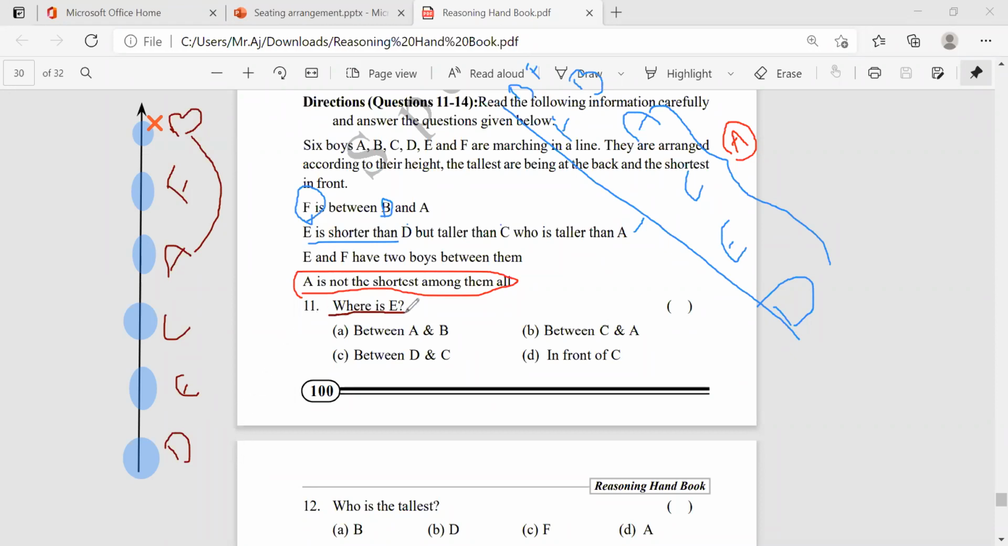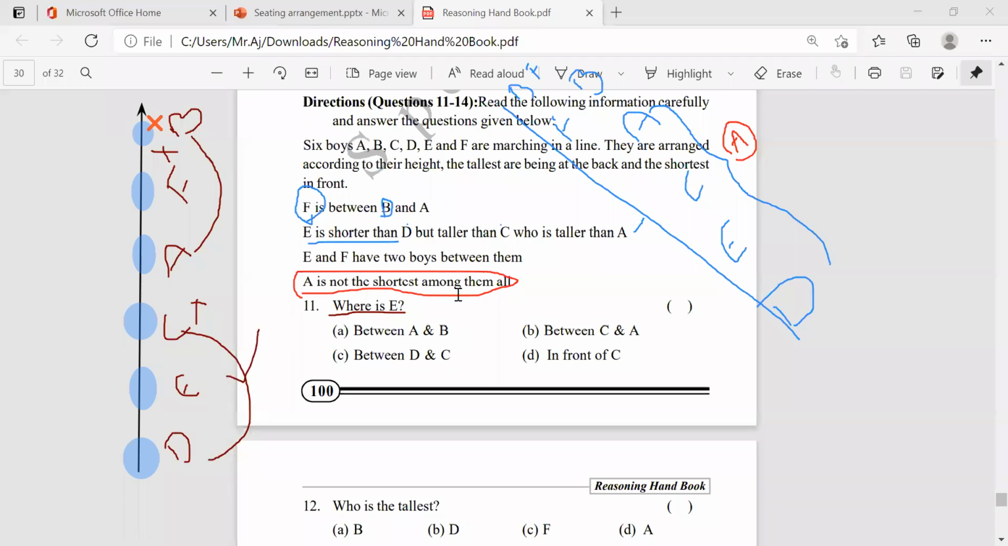Where is E? Between A and B? No. Between C and A? No. C and A, there is no person between them. Between D and C? Yes, the right answer is between D and C.